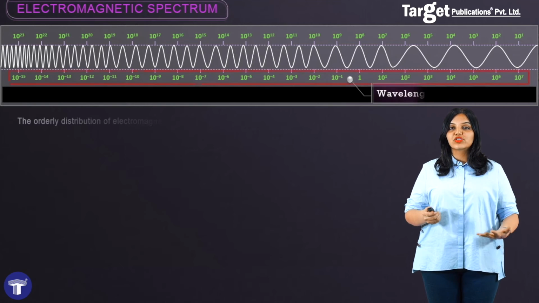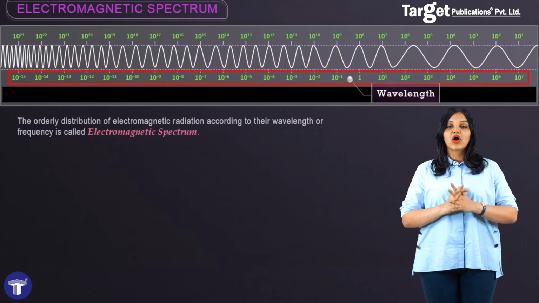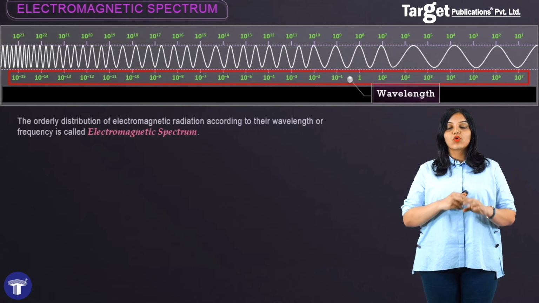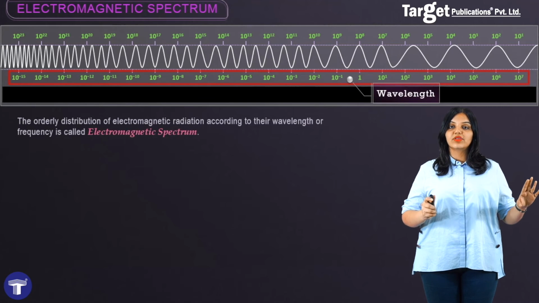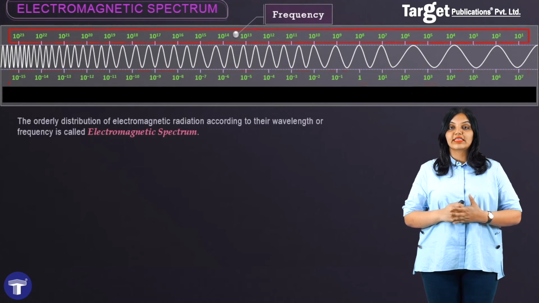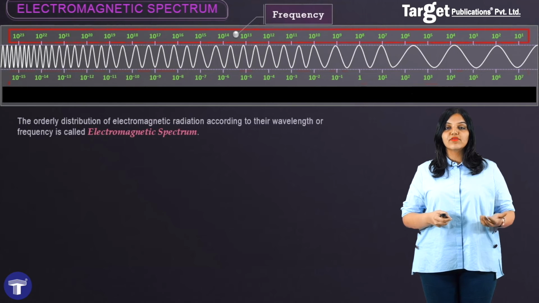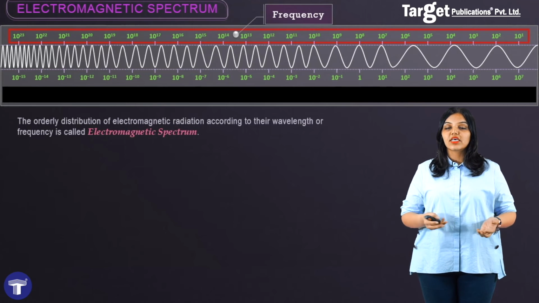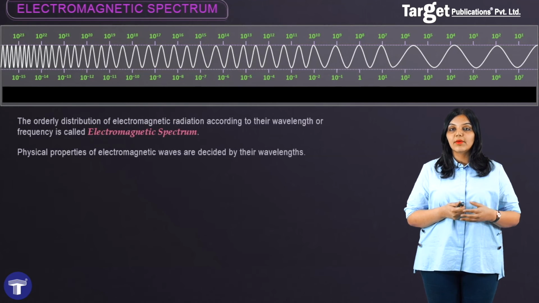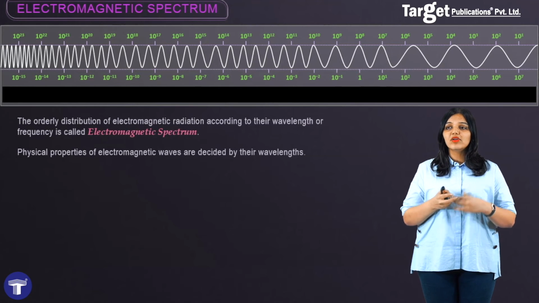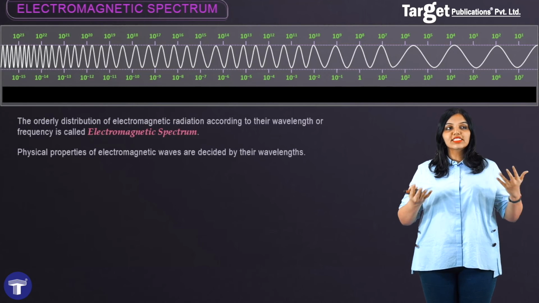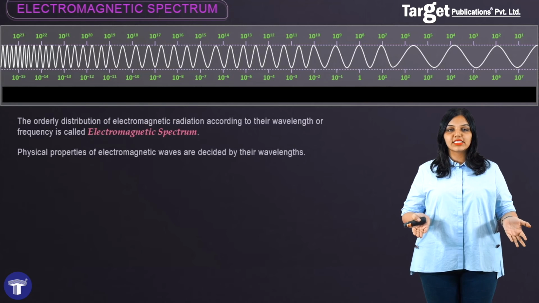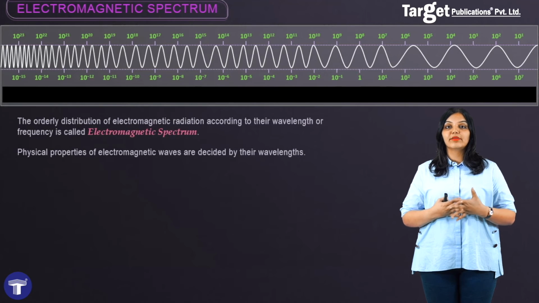The electromagnetic spectrum is nothing but the orderly distribution of electromagnetic waves according to either their wavelength or their frequency. So when you line them up according to their wavelength or frequency, what you get is known as the electromagnetic spectrum. And you see that different parts of the electromagnetic spectrum have different properties and are useful in different ways. All the physical properties of the waves are determined by their wavelengths, and it does not depend on how you produce these waves. So these different scientists obviously produce these waves by different methods, but how they produce them did not matter. The property of the wave is only decided by its wavelength.